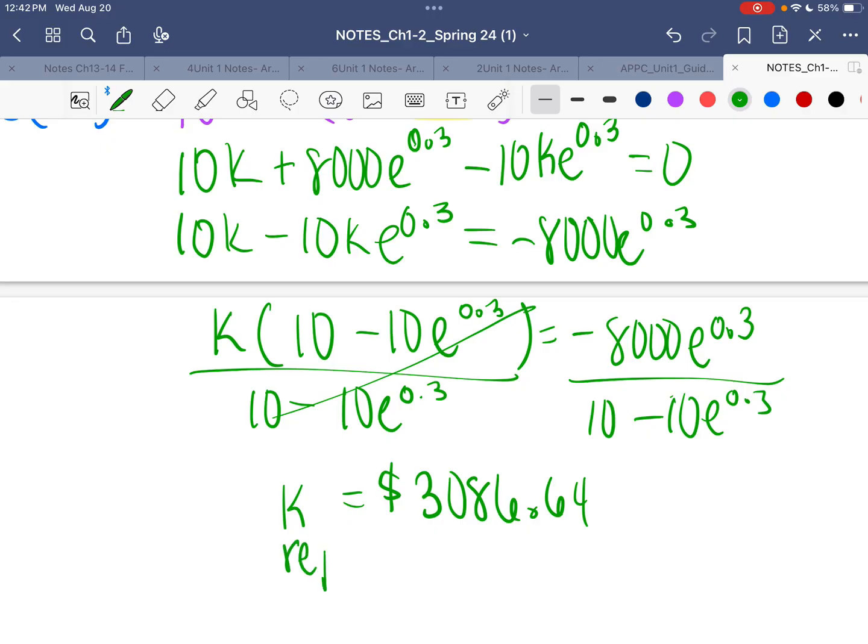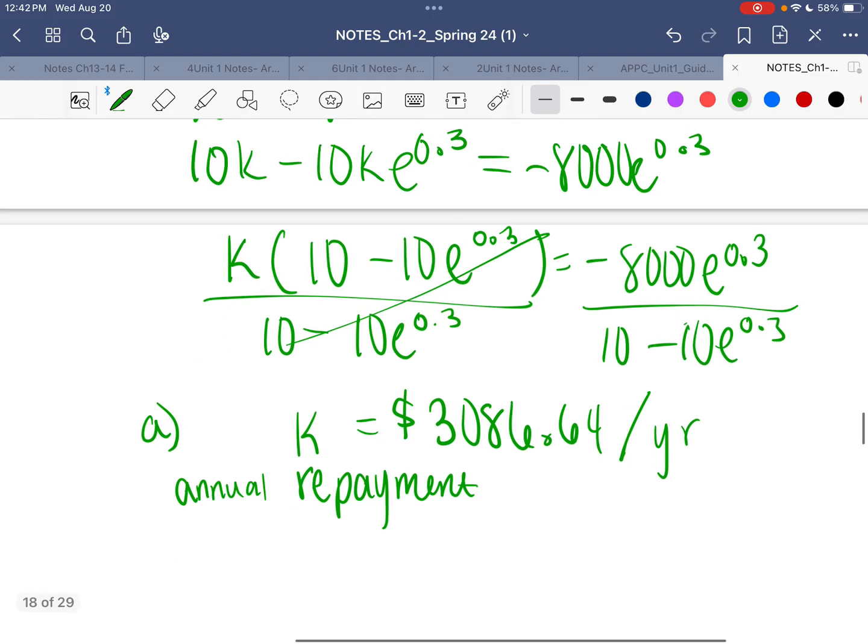repayment annually. So this would be per year. So this answers part A, 1.